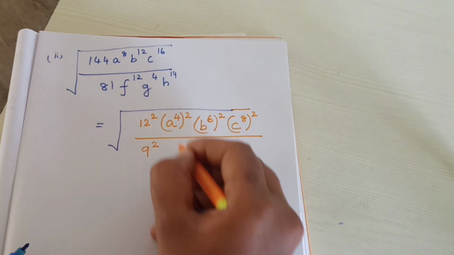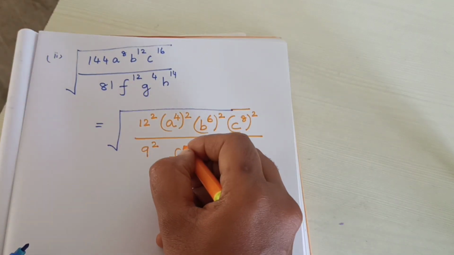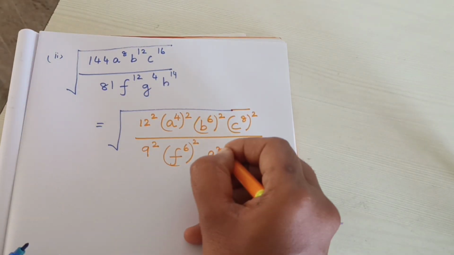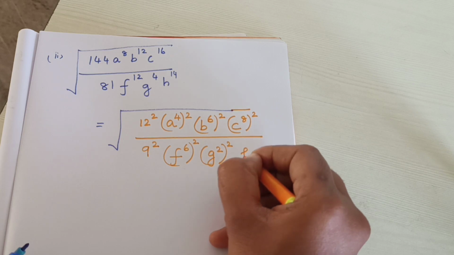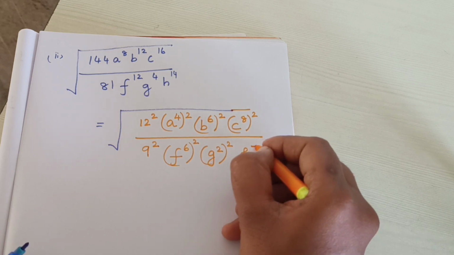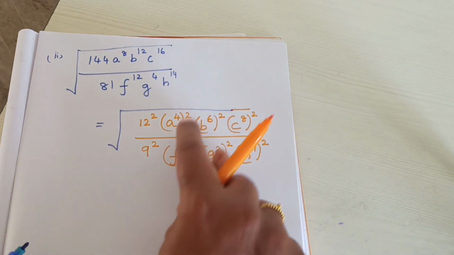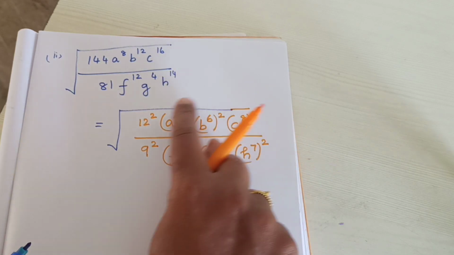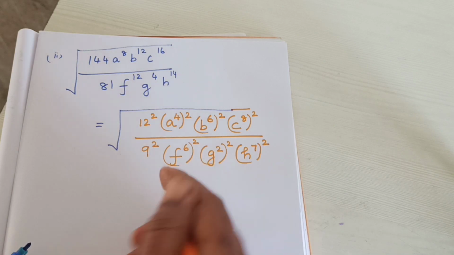So 9 squared. Then f^12 means (f^6)^2. Then g, 2 twos are 4. h^14, how will you write? 7 twos are 14. Okay, be careful. The 2 you need to write outside. Then only we can take all the 2 terms as common.